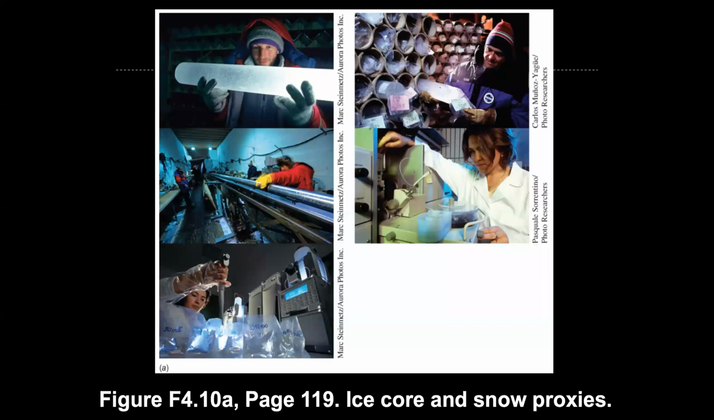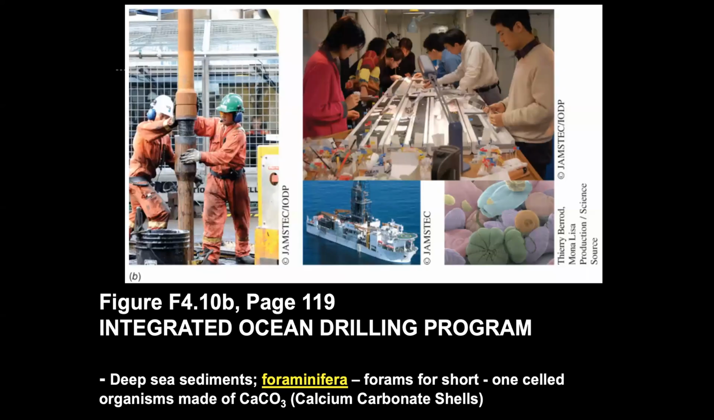So these are what some of the cores look like. It's literally a tube of ice that's been extracted from a glacier, either in Antarctica or Greenland. There's been a direct effort by many countries, universities, and research facilities to collect as much of this as possible.